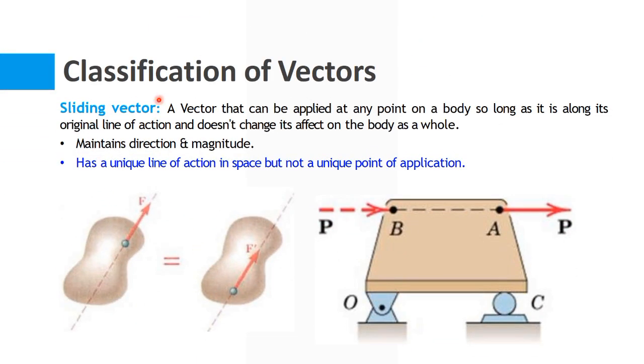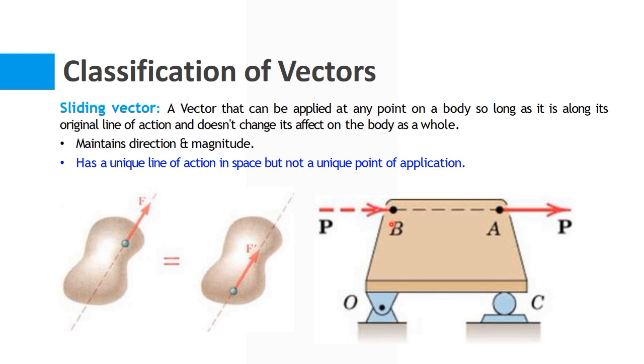Similarly, we can have sliding vectors, which is a vector that can be applied at any point on a body so long as it is along its original line of action and does not change its effect on the body as a whole. This vector maintains direction and magnitude, and it has a unique line of action in space but not a unique point of application.